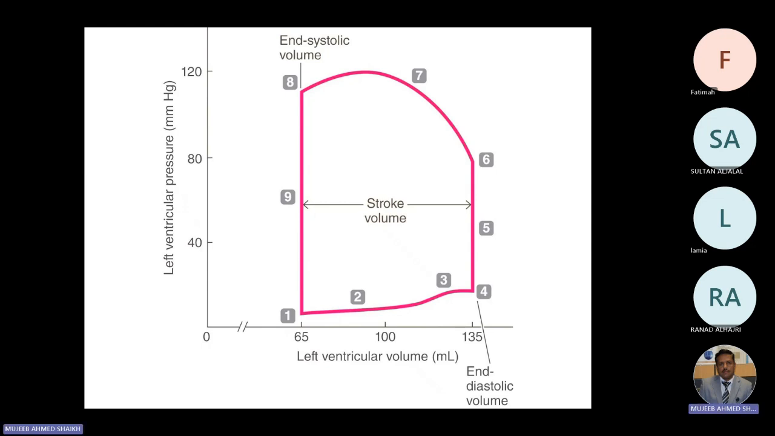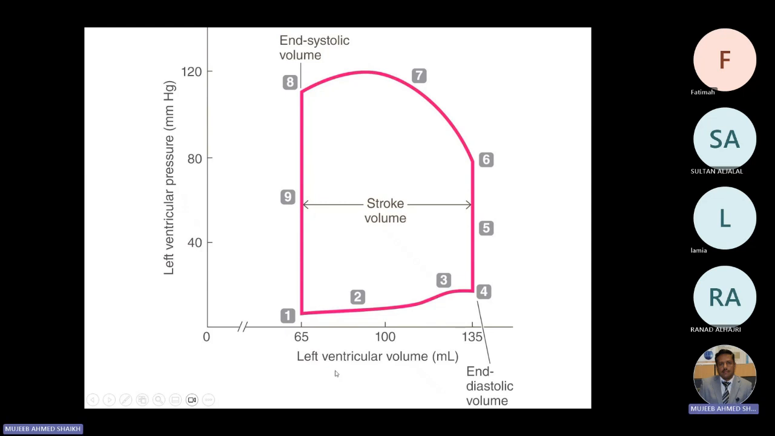In the exam, by seeing the graph, you may be asked what is happening at this point, number 1. What is happening at this point, number 4? What is happening at number 6? What is happening at number 8? You have to tell the answer. So in this diagram, you have to imagine what is happening here.